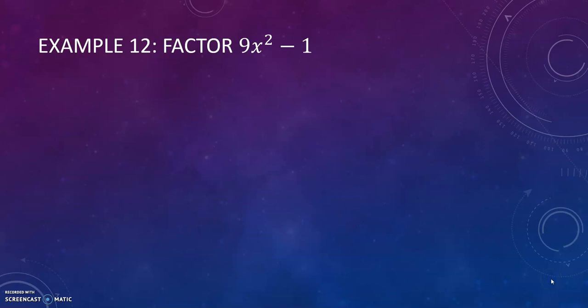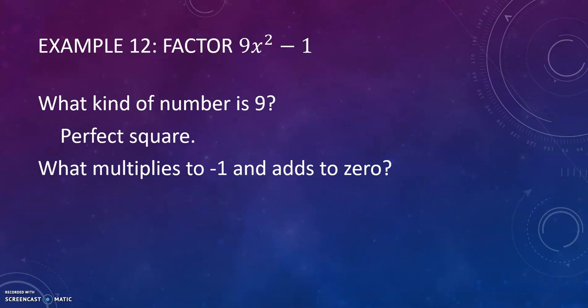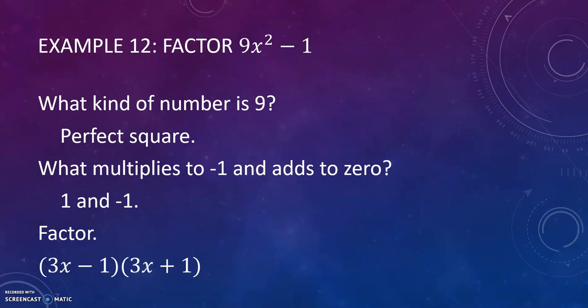Example 12, factor 9x squared minus 1. What kind of number is 9? Perfect square. 3 times 3. What multiplies to negative 1 and adds to 0? 1 and negative 1. 3 times 3 is 9. We're going to factor 3x minus 1 times 3x plus 1. To have that minus and a middle term of 0, we need to have different signs. That is section 8.4, special factoring.